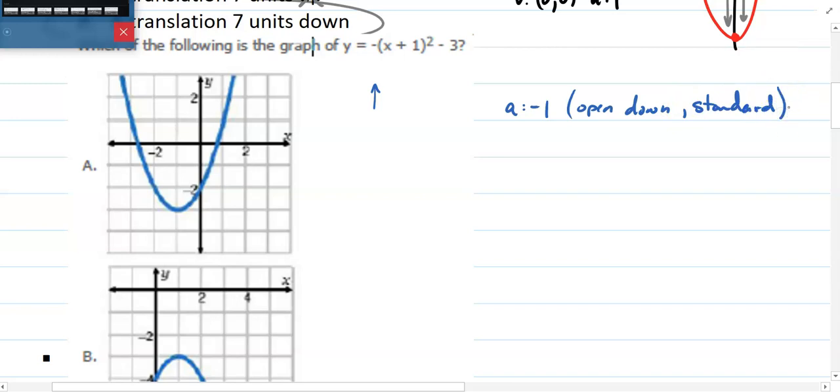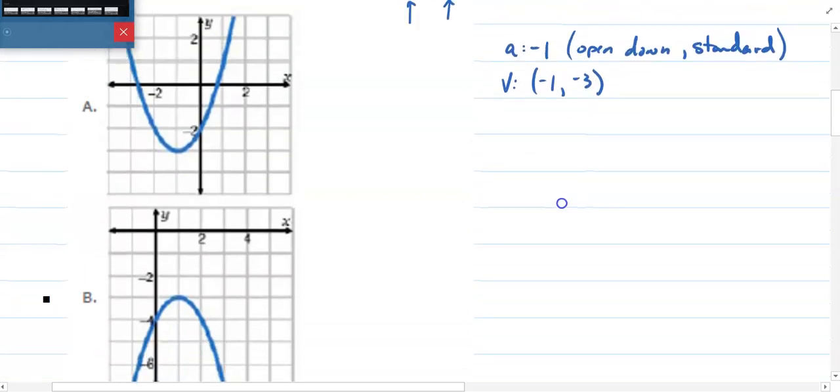If the A value is bigger than 1, then it would be stretched taller. If the A value is between 0 and 1, then it is going to be compressed shorter. We have a vertex located by the H and K values. So remember that the H is the opposite of what we see in the grouping symbol. So I'm going to say that the vertex is at -1, and the K value is exactly as written, -3. So we have a vertex at -1, -3, and the graph has to open down.